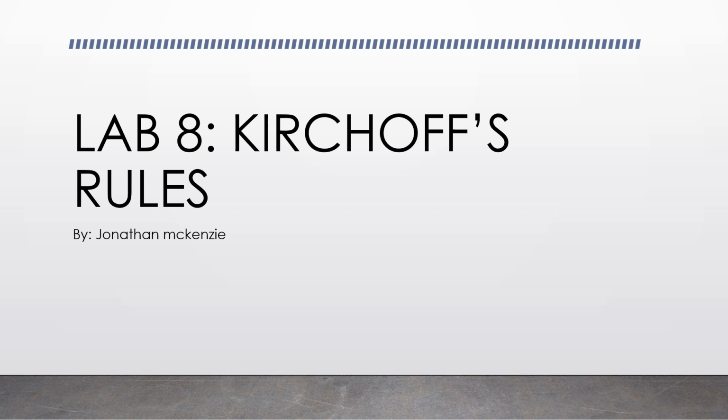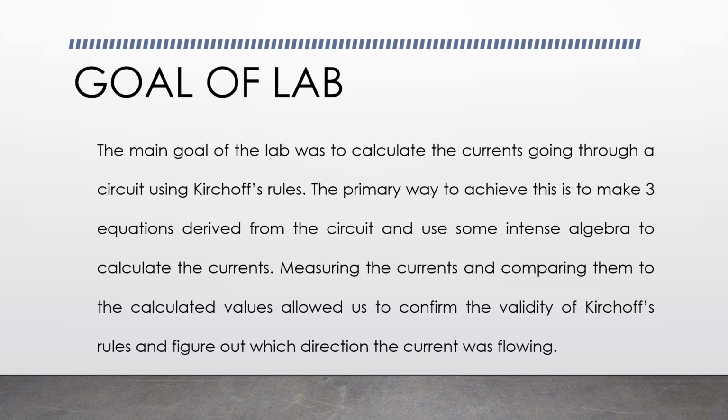Okay, so this is my lab report on Lab 8, Kirchhoff's rules. The main goal of this lab was to calculate currents going through a circuit using Kirchhoff's rules. The way you do that is by making 3 equations derived from the circuit. I think it's 1 equation from the loop rule and 2 equations from the junction rule, or vice versa, something like that. I think you can go both ways.